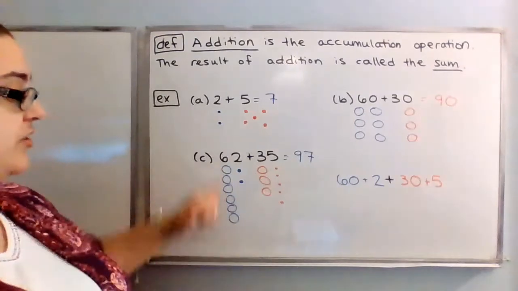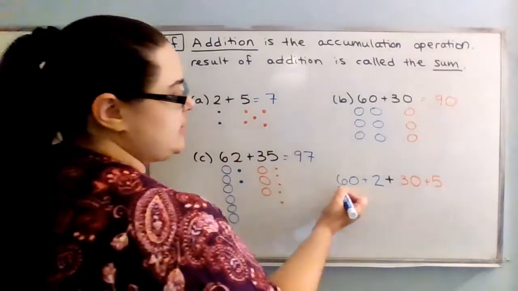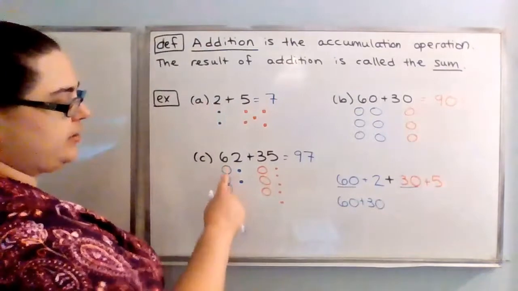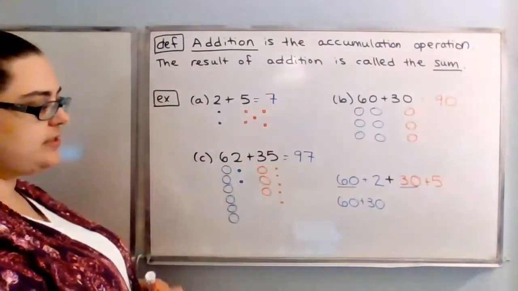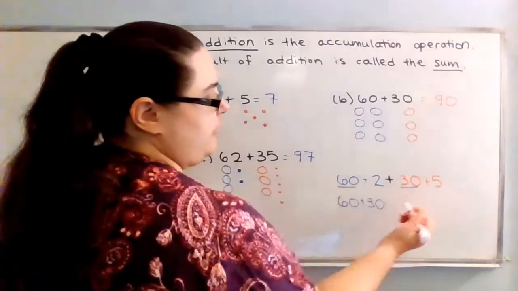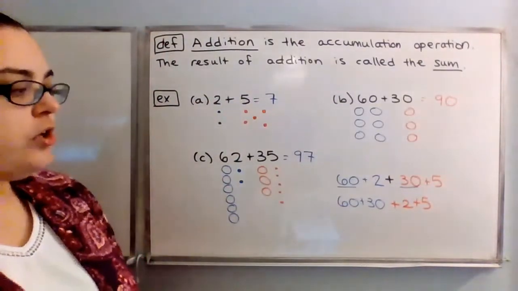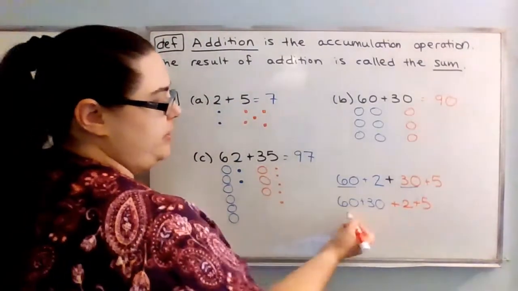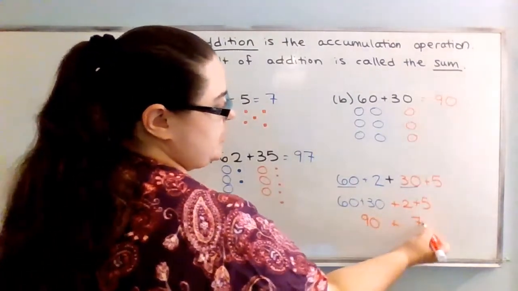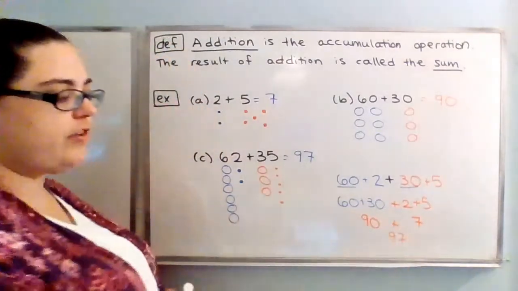Then when I added these circles together, I did the same thing as basically 60 plus 30. So I'm adding the tens together. And then when I added the dots, I did the 2 and the 5. So that ultimately we end up with, this would give us 90. And this would give us 7. That's what we had before. And that will ultimately give us 97.